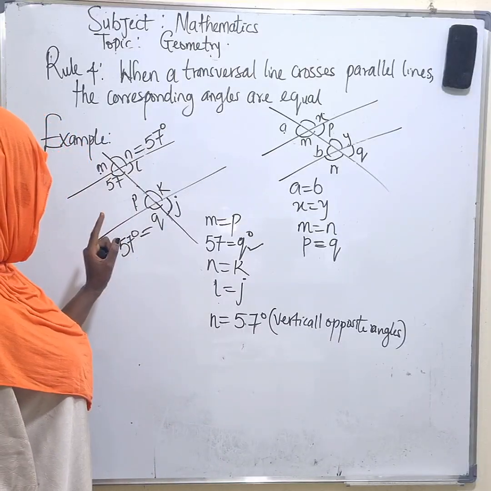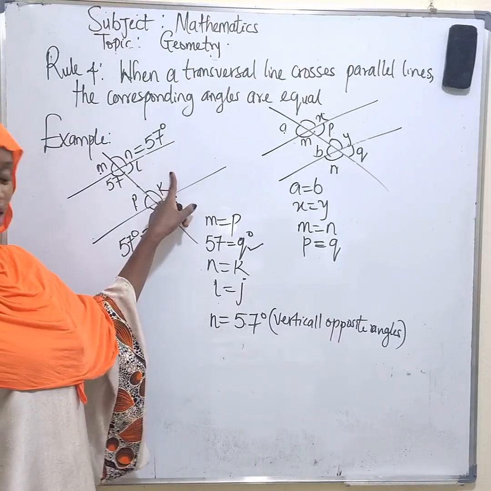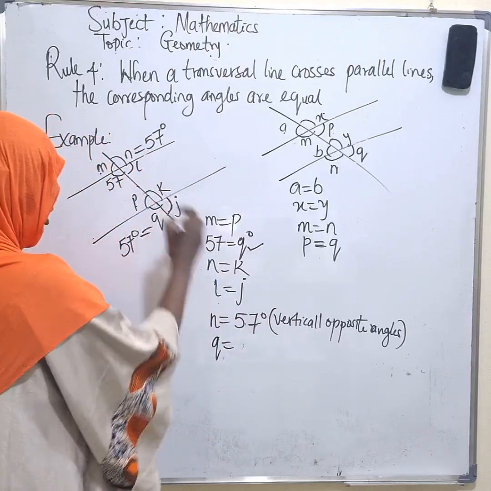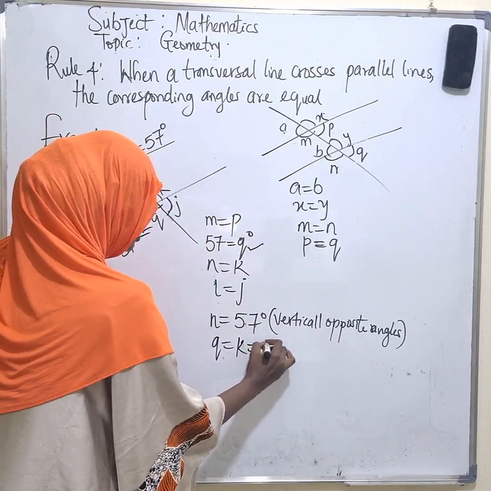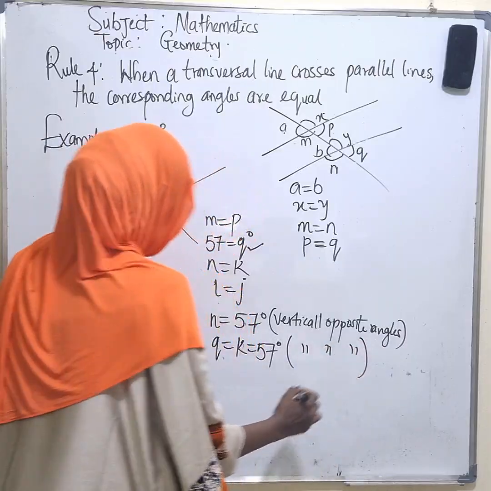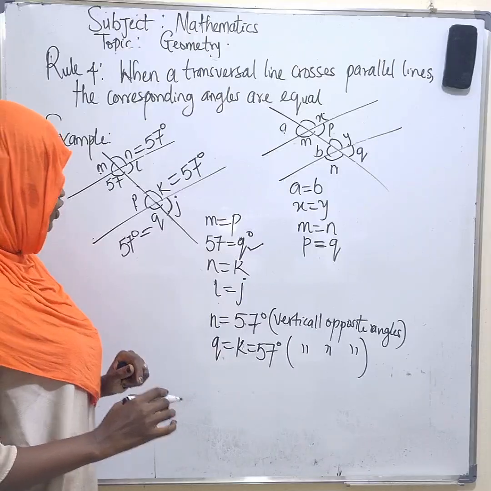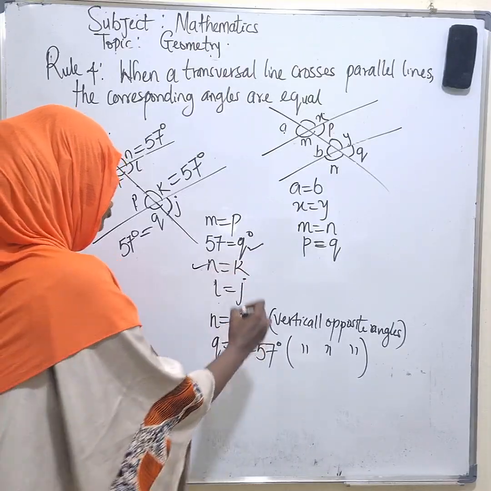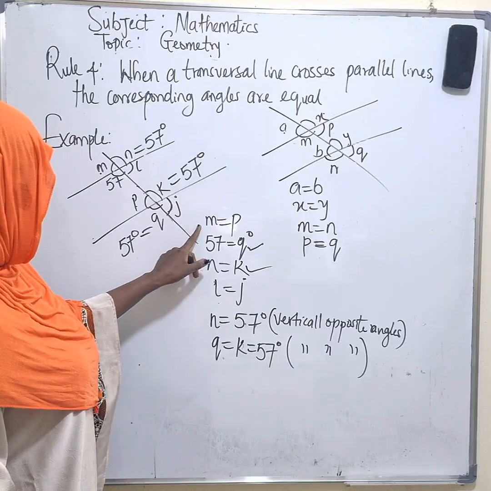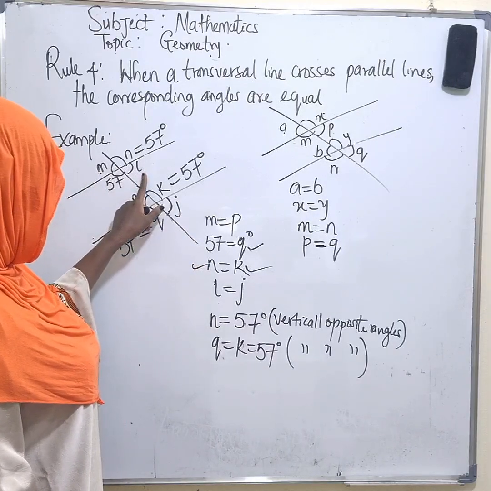So we've gotten N. So which one again can we get? Q is equal to K, right? Q is equal to K, which is equal to 57 degrees. The reason is because they are vertically opposite angles as well. So we've gotten K to be equal to 57 degrees. So let's see, we've gotten N, we've gotten K. Which one do we have left now? So we are left with M and L, right?